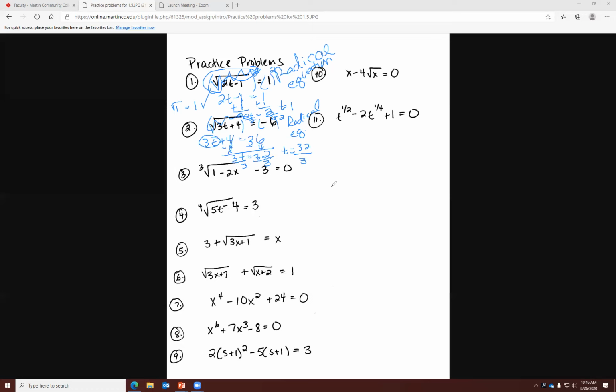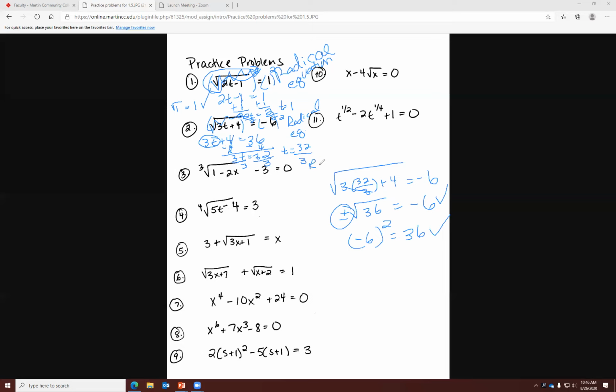Okay, so now let's check our answer. All right, so I put 32 over 3 in the problem. Those will cancel. We end up with 36. The square root of 36. Is that equal to negative 6? Well, think about it. Square root of 36, okay? Can that equal negative 6? Well, technically, there is a plus or minus symbol in front of this. So yes, it can be equal to negative 6 as well, because negative 6 squared is the same thing as 36, okay?